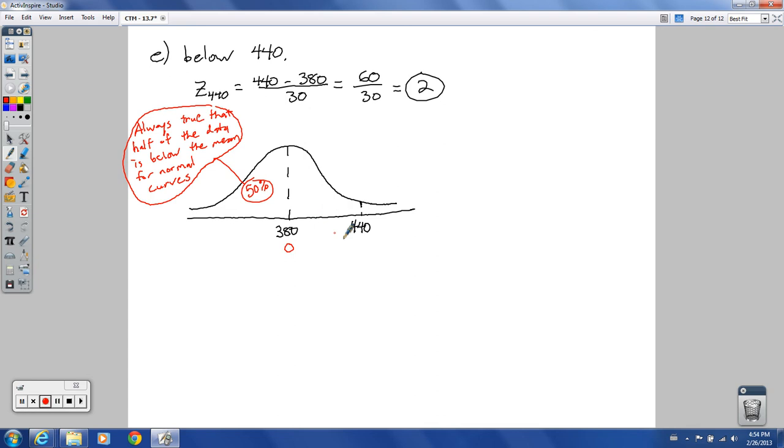So this is a z-value of 0. That one is of 2. These are my original scores again, and these are my z-scores down here.